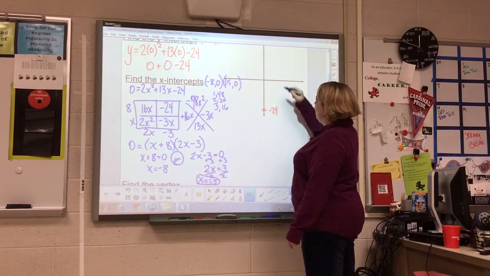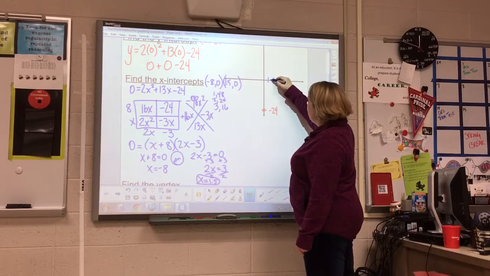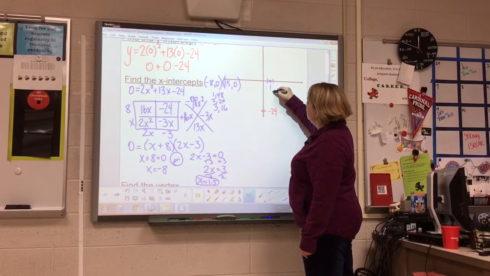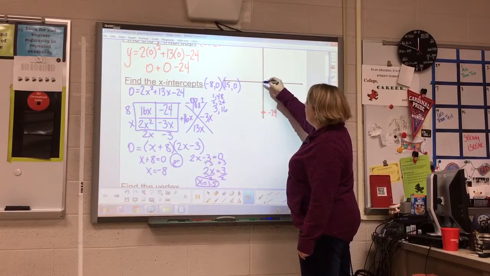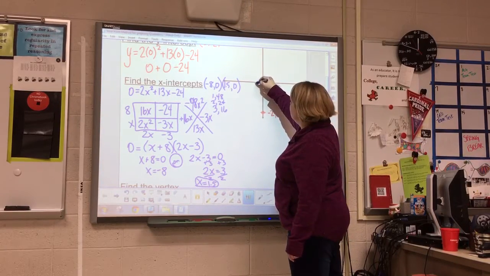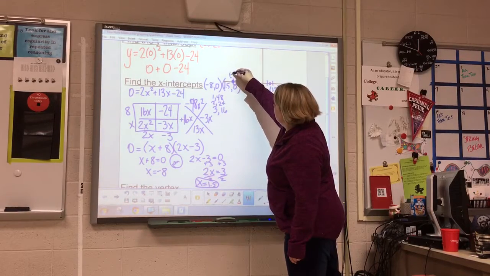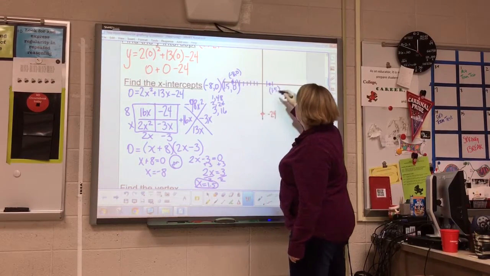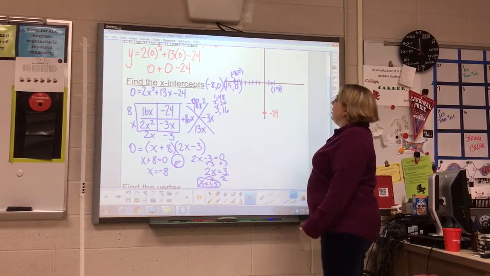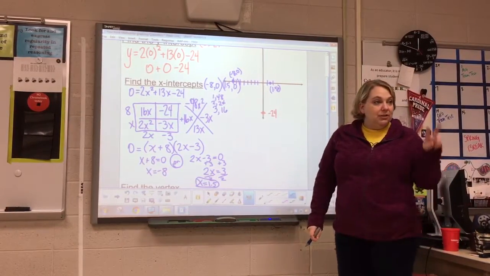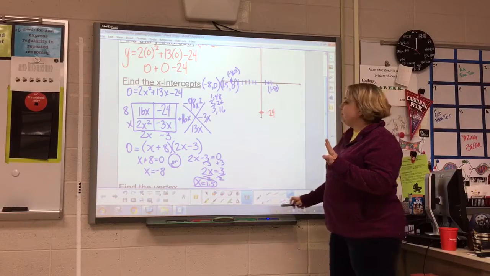All right, so there's my other x-intercept. So let's plot those. So 1.5 is going to be right here in between 1 and 2. And then negative 8. All right, so those are my 2 intercepts. So now I have 3 of my 4 points.